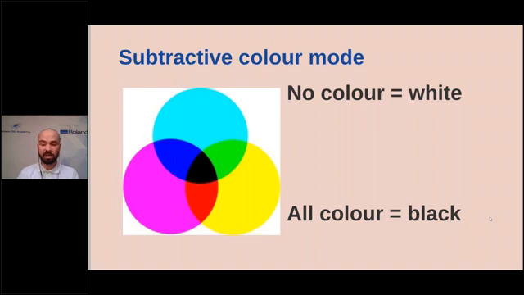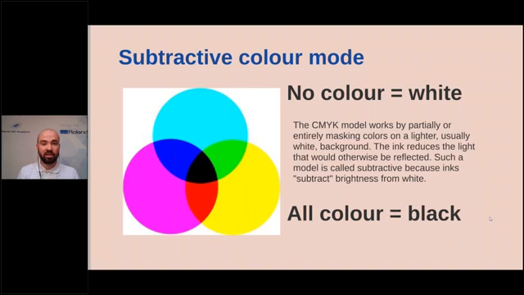So this does make sense normally when we're thinking about how most people think about color, because we start off with a white bit of paper, for example, we color some of it in, and then we see that color. But the CMYK model works by partially or entirely masking colors on a lighter, usually white, background. The ink reduces the light that would otherwise be reflected. So it's called subtractive because we subtract the brightness from the white.